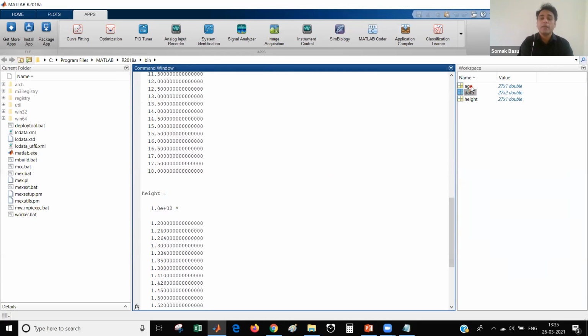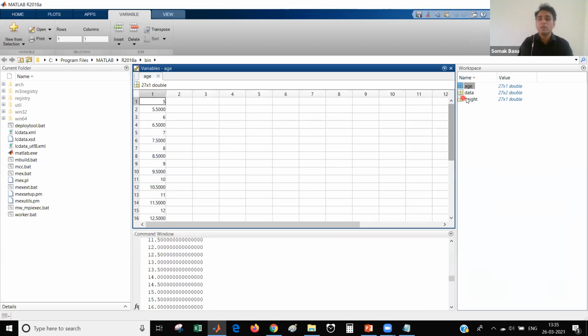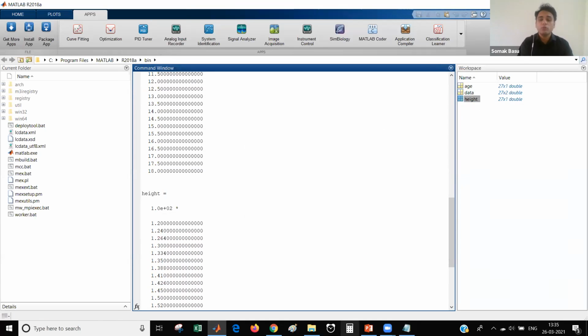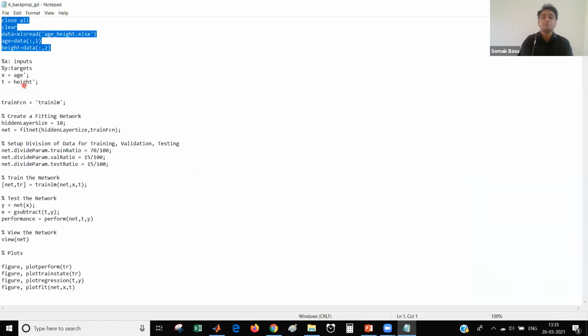See, so this is the age, and this is the height. Okay, so I have imported both variables. After importing both variables, first of all, I'll say which is the independent variable and which is the dependent variable. The age is the independent variable, and height is the dependent variable. Generally, independent variables are represented as X or inputs, and the dependent variable is represented as T or targets. So I'll first declare these variables. I'll declare age as X and height as T. So let me do that.